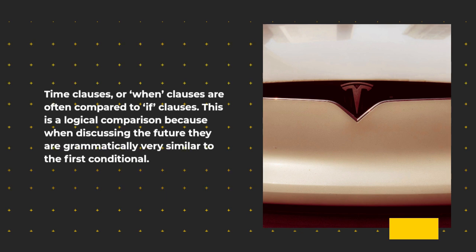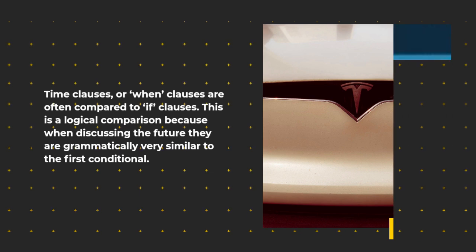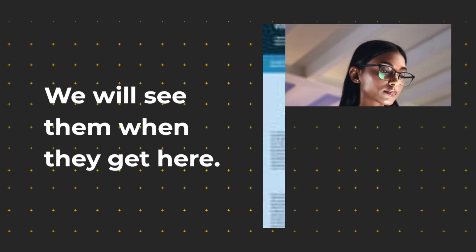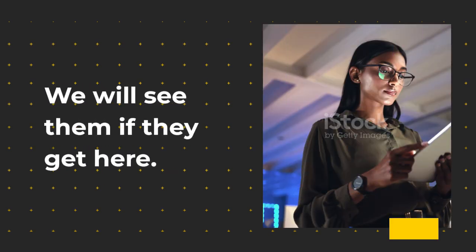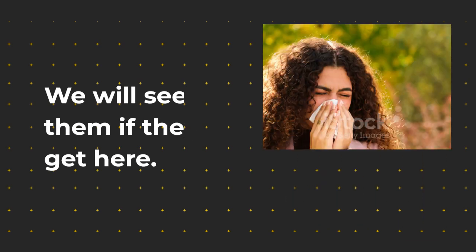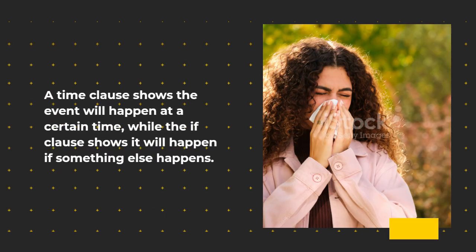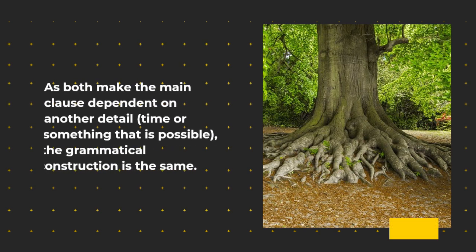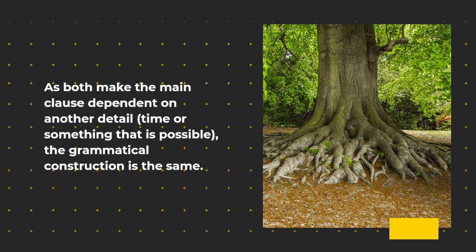Time clauses, or when clauses, are often compared to if clauses. This is a logical comparison because when discussing the future they are grammatically very similar to the first conditional. A time clause shows the event will happen at a certain time, while the if clause shows it will happen if something else happens. As both make the main clause dependent on another detail, time or something that is possible, the grammatical construction is the same.